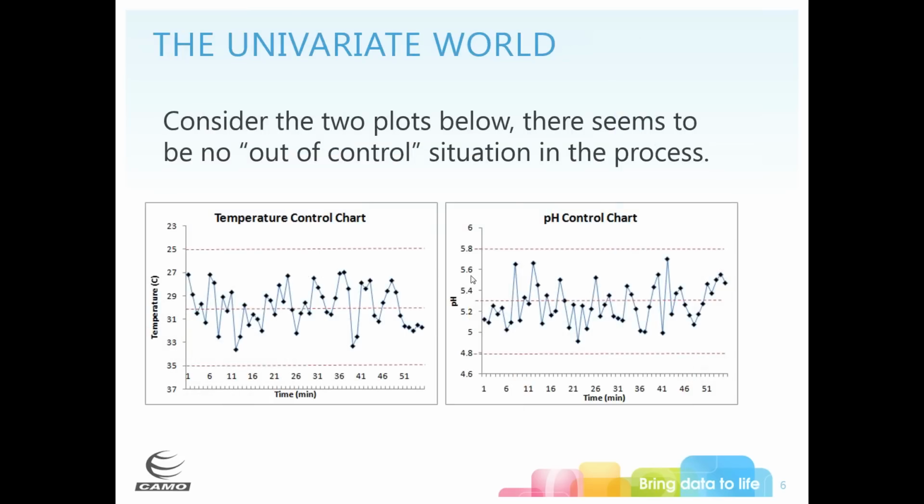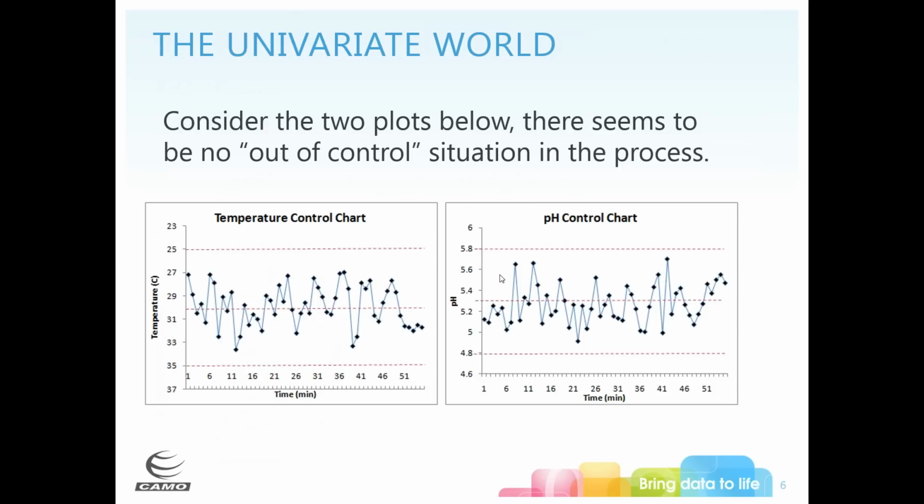So typically in a process, you would have a lot of univariate control charts. You would see something like this. You're looking at temperature and pH in a system. And if you look at your statistical limits, nothing stands out. Nothing will cause any alarms in this case.